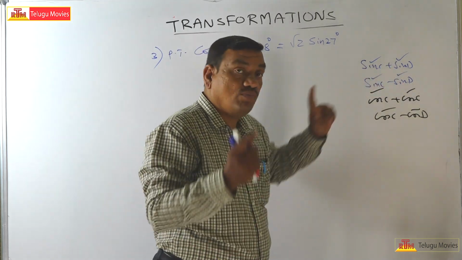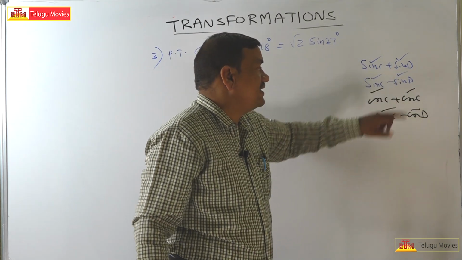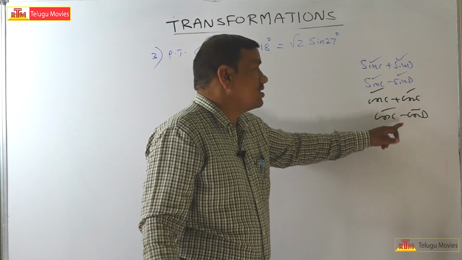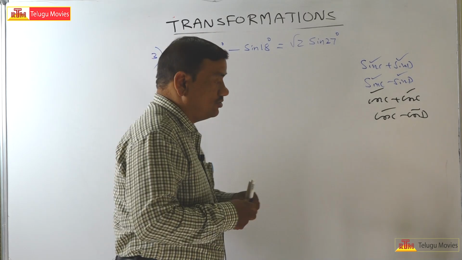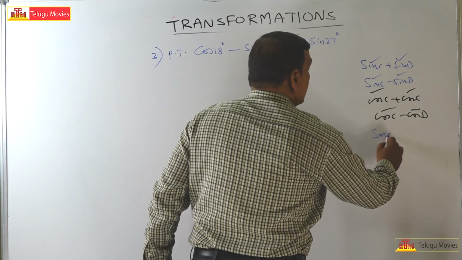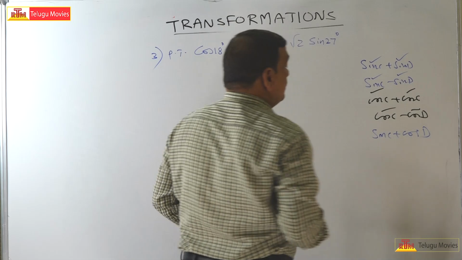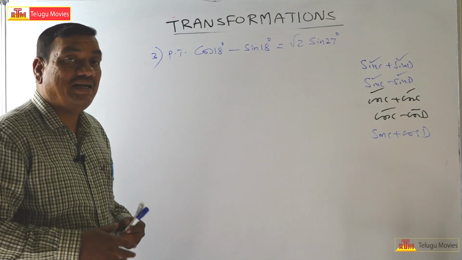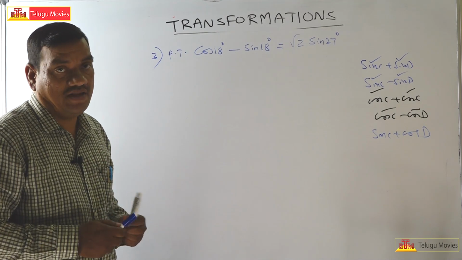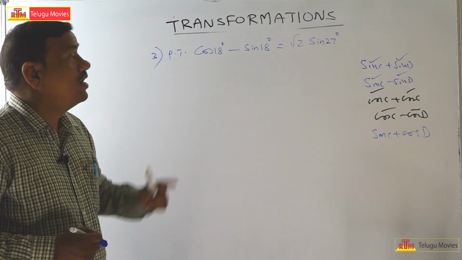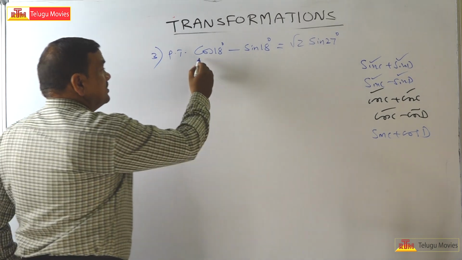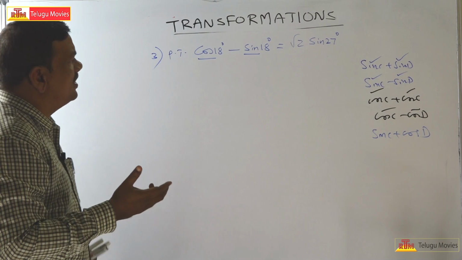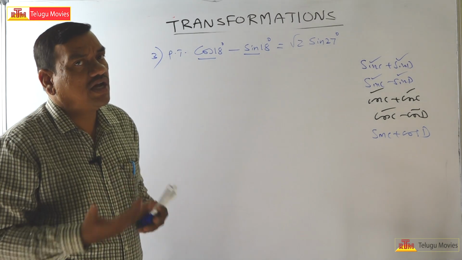Understand this, that you have to observe. Sin C plus sin D, both are sines. Sin C minus sin D, both are sines. Cos C plus cos D, both are cos. Cos C minus cos D, both are cos. But there is no formula for sin C plus cos D, or sin C minus cos D, cos C minus sin D. Such formulas are not derived. Here cos is there, here sin is there. Then can we convert so that both are in cos or both are in sines?